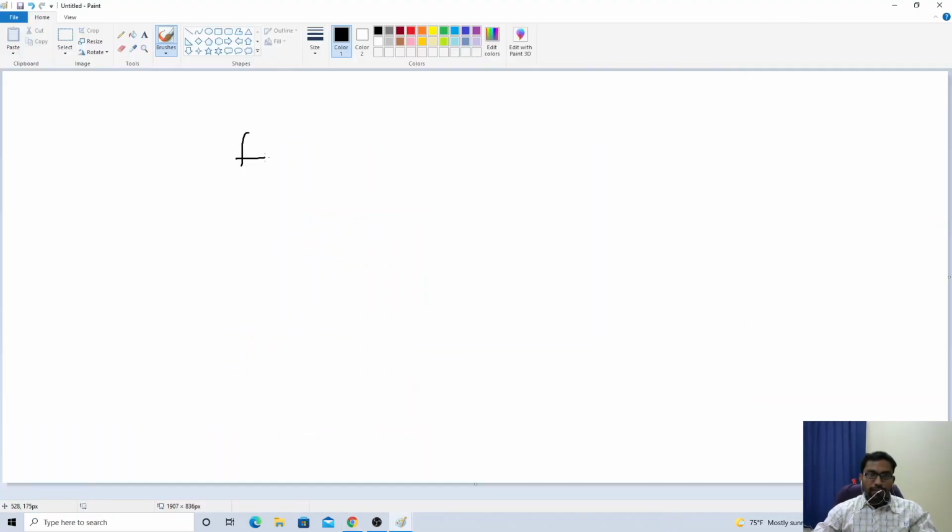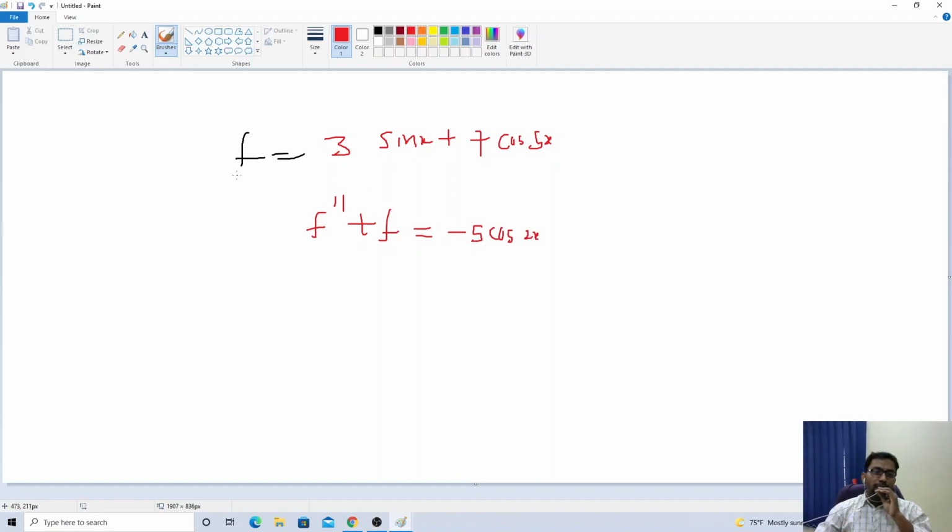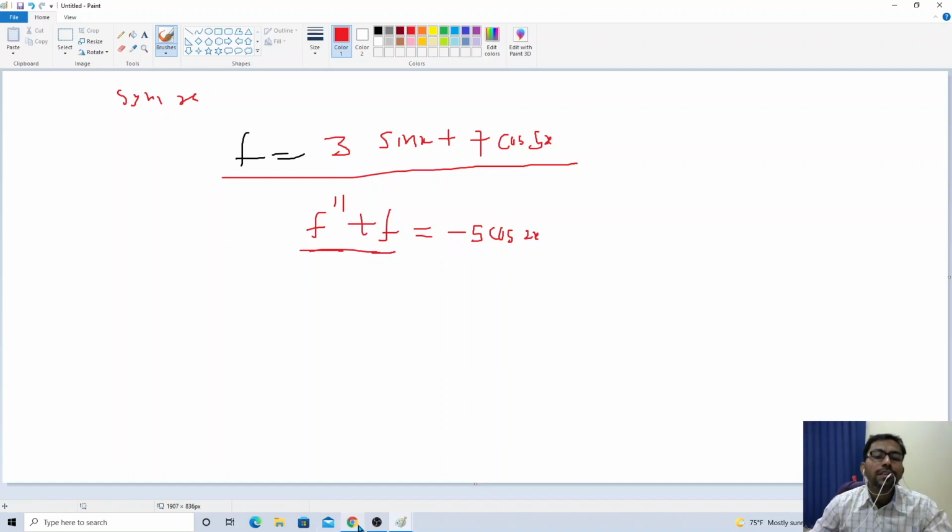We have some function, let us say f. The function is, let us say, 3 sin x plus 7 cos 5x. Now you want to check whether f double dash plus f is equal to minus 5 cos 2x. How will you do it? First, define a symbolic variable x. Now define this function 3 sin x plus 7 cos 5x. Now find the second order derivative and then add f to it, right? It will give a symbolic result. Now you can check whether this is equal to this or not.